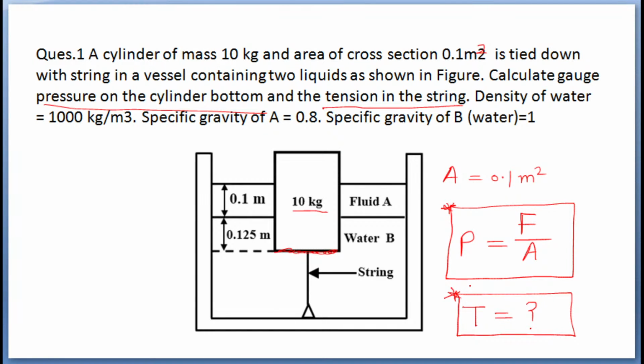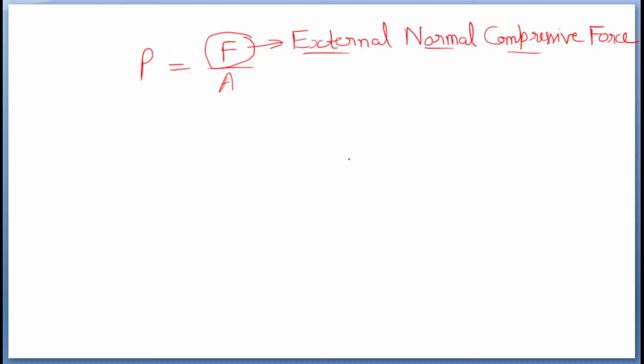So the first thing that came to my mind is to draw the free body diagram. Mechanics ka golden rule. The golden rule of mechanics is draw the free body diagram. Just draw the free body diagram. This is the basic and golden concept. Just draw the free body diagram of the system. Here my system is this cylinder. So making the free body diagram. Okay. Let me draw the free body diagram of this cylinder.